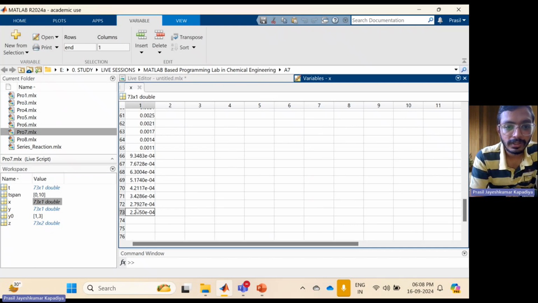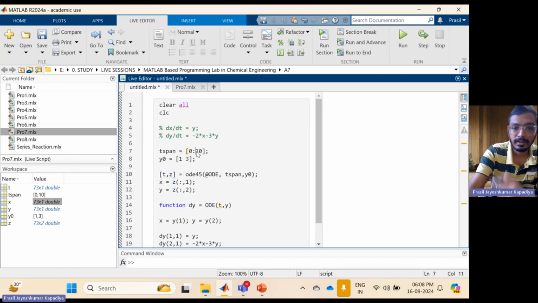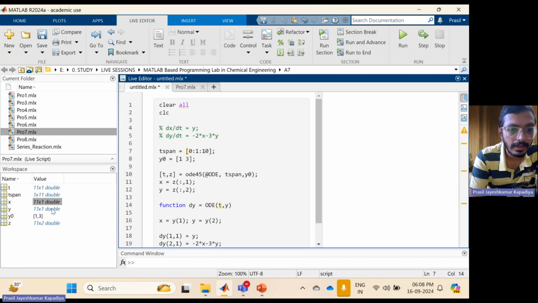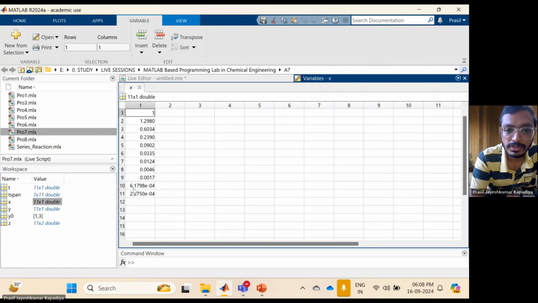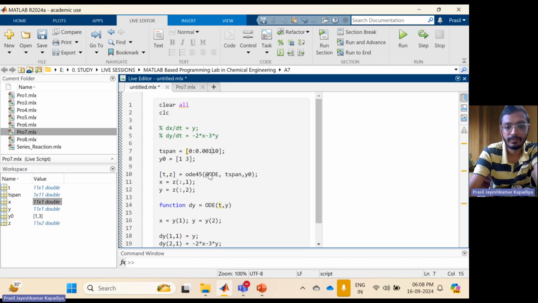What we can further do is change our time span. Let's first increase it. If I increase the time span, our values will not be as accurate. If we significantly reduce our step value of t, what will happen? It will increase our computational time.